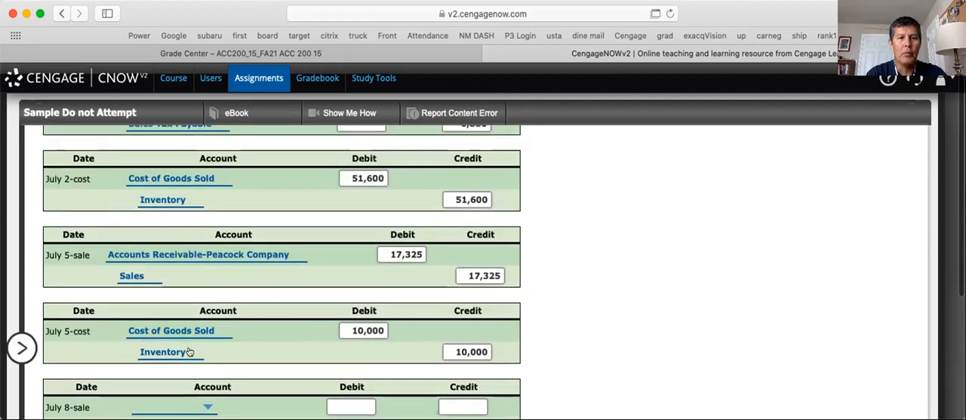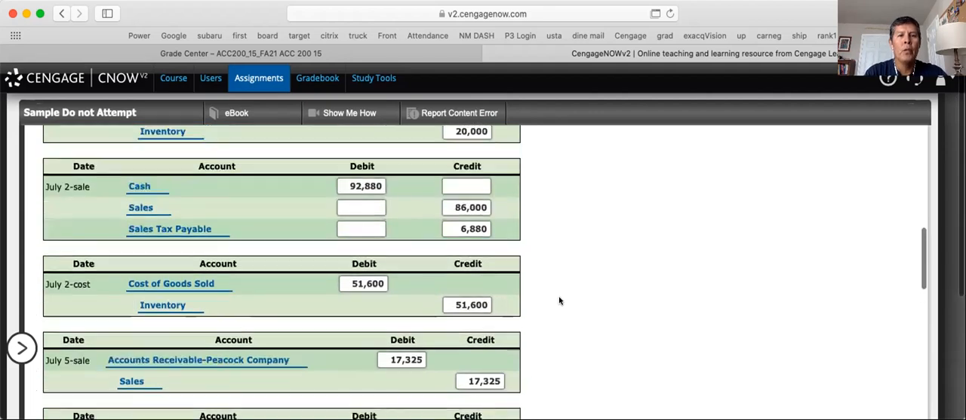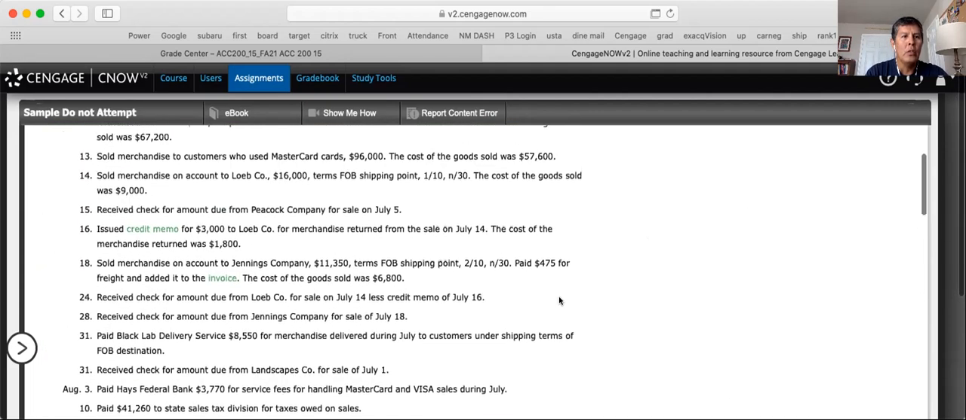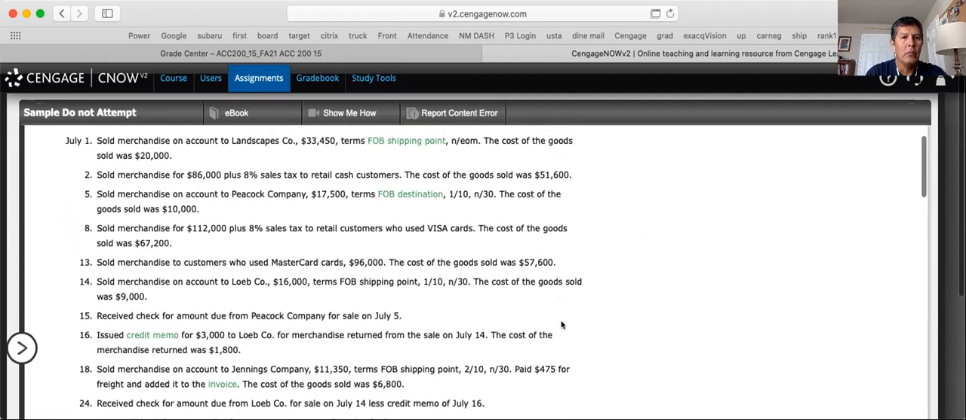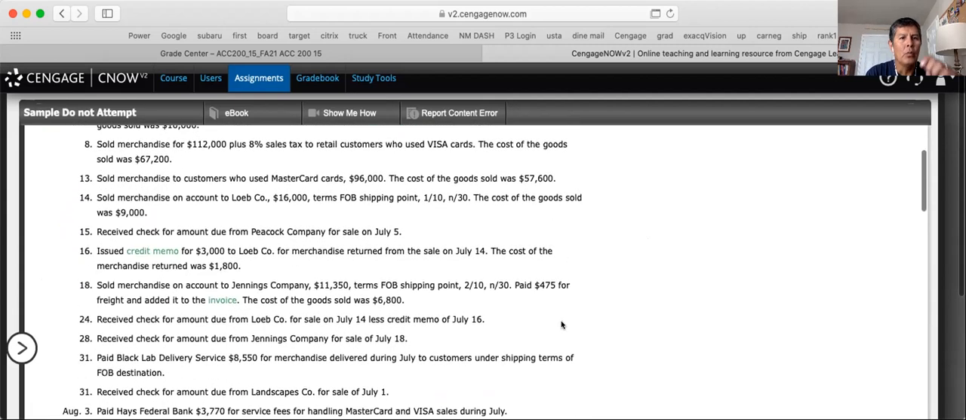And notice how we pulled it out of inventory. Okay. We pulled it out of inventory. All right, so we just did this one. We sold merchandise for $112,000 plus 8% sales tax to a retail customer who used Visa cards. The cost of goods was $67,200.